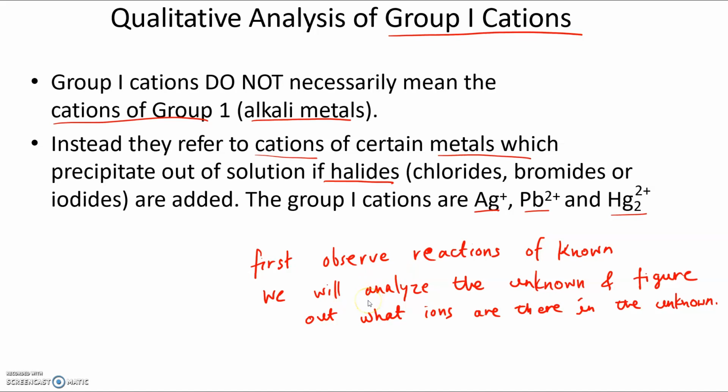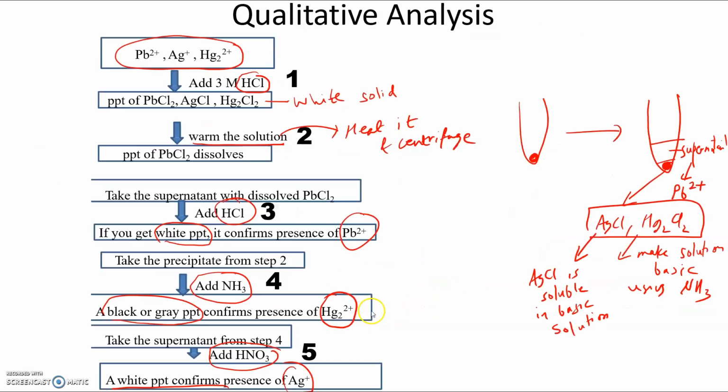You will be going step by step, following a flow chart. For example, this is the flow chart we have. In the beginning we have the lead, silver and mercury in our solution. When you are doing the known, you are going to add all three of them, and then add 3 molar HCl, which will make sure that all of them precipitate out of the solution as a white solid.